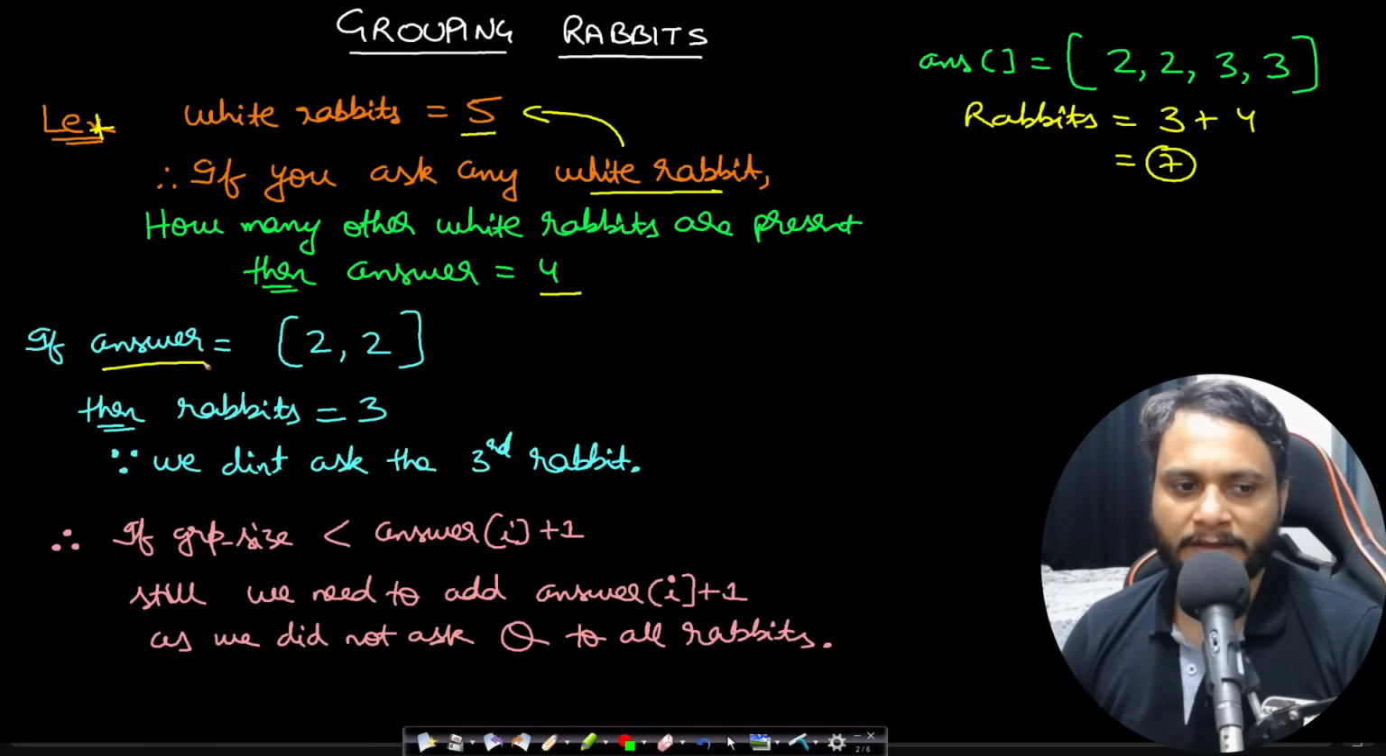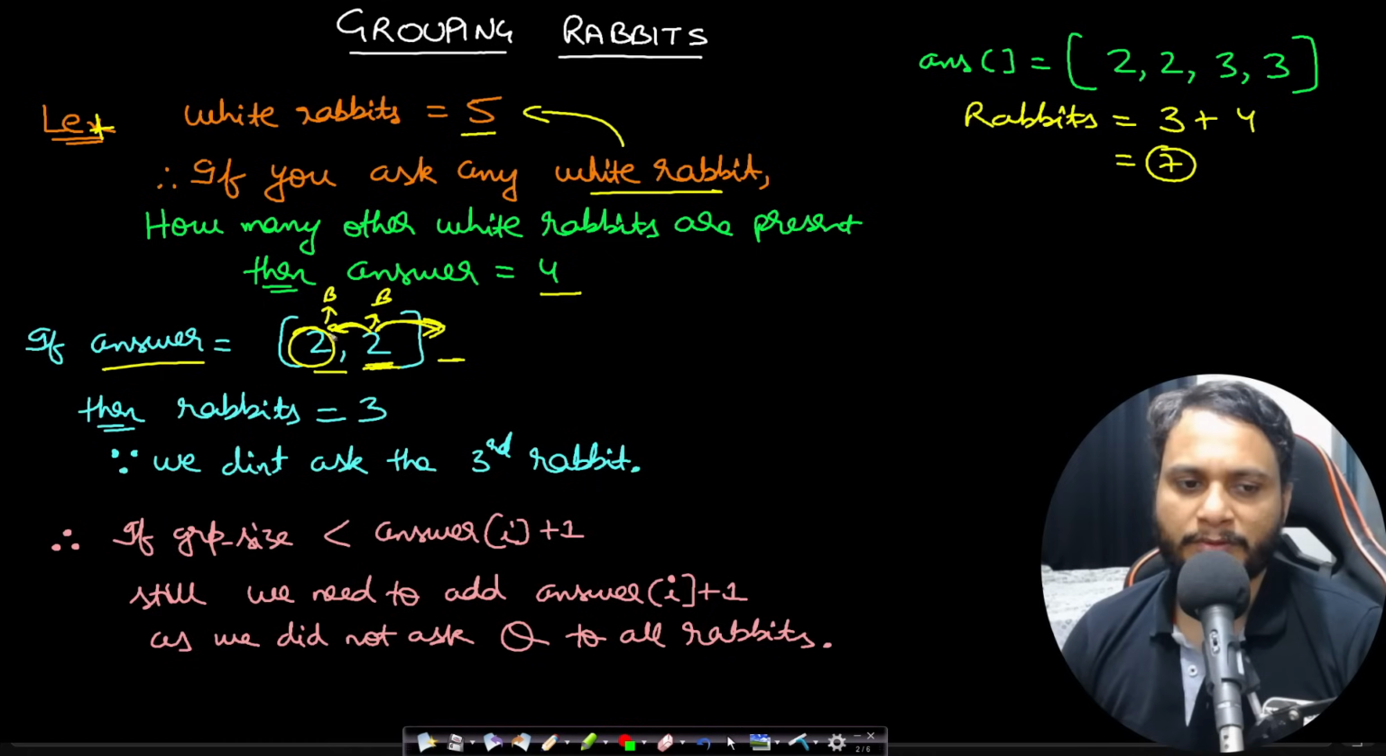If the answer set is given as 2, 2, then this means that rabbit 1 is saying whatever is my color, let's say blue, there are two other rabbits with the same color. Now the second rabbit is saying that whatever is my color, there are two other rabbits with the same color. So I can also assume it to be blue, right? And who are those two other rabbits? One can be the left one, and another one is actually unknown to us.